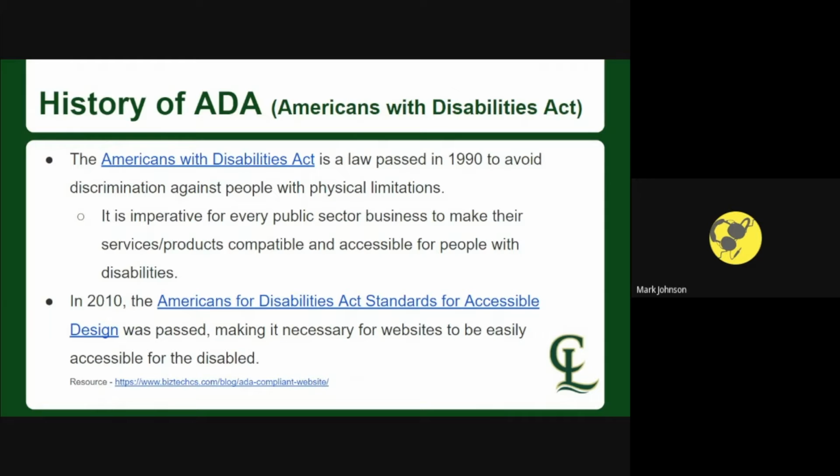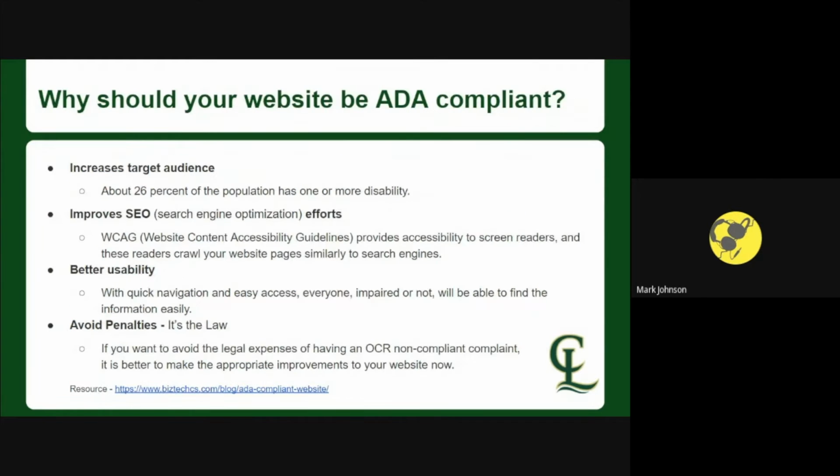And then in 2010, they expanded that to accessibility to online efforts. So that's where we sit with the design, to make sure that all the stuff that we put on our websites is accessible to anybody, regardless of their abilities or disabilities. So why do we want to be compliant?